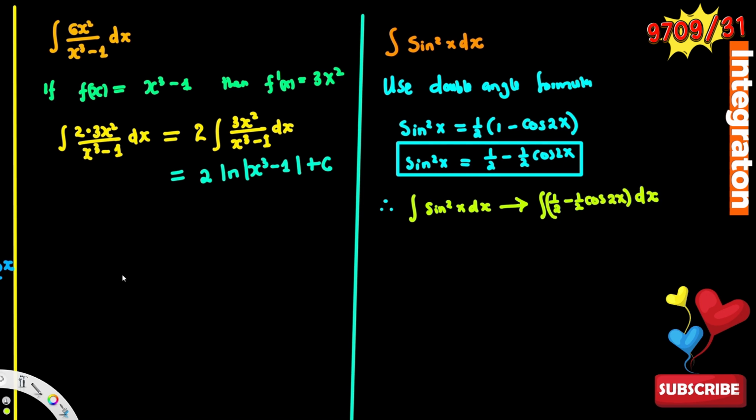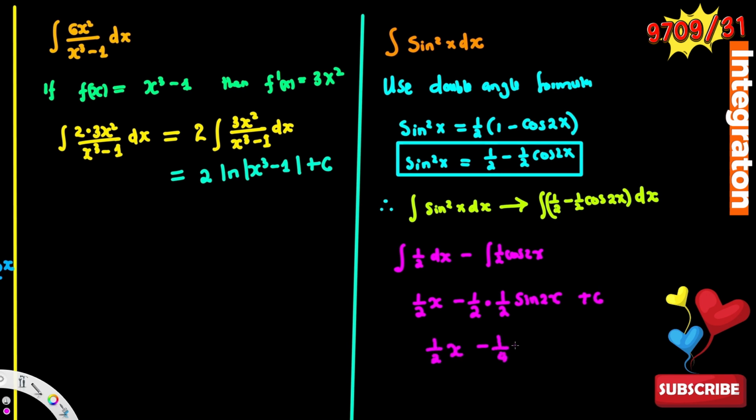Then we're going to integrate term by term. So if we integrate term by term here, we are going to have a half x minus a half times, we need to find the derivative of 2x, because 2x is in front of cosine, so we're going to say 1 over the derivative of 2x. The derivative of 2x is going to be 2, so it's going to be 1 over 2 sine 2x, then plus c. So finally our final answer becomes a half x minus 1 over 4 sine 2x, then plus c.